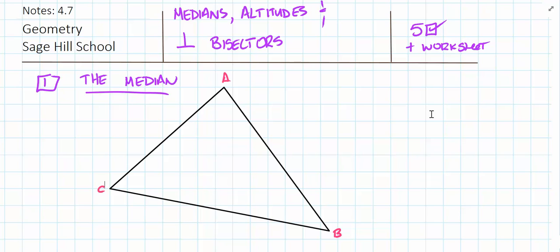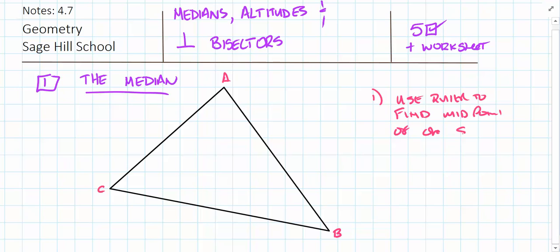All right. So I'd like you to draw a triangle, any triangle on your page, and then label the vertices A, B, C. So we're going to talk about the median. The way that you find the median, there's 3 steps that we're going to follow. The first thing that we're going to do is use a ruler to find the midpoint of one side. All right, so I'm going to choose side AB.